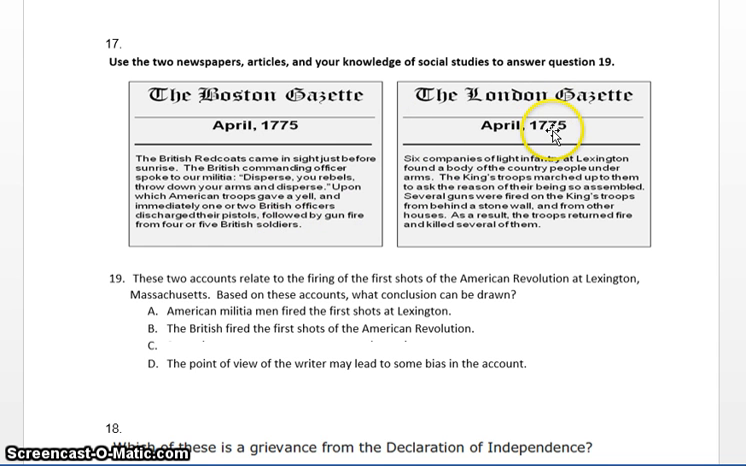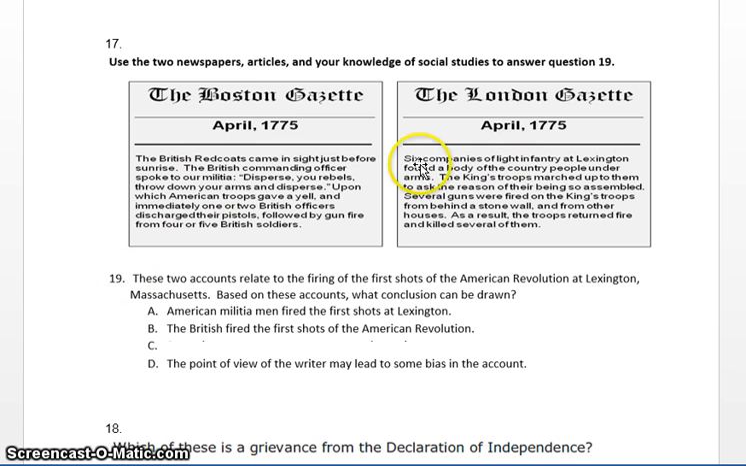The London Gazette, 1775. 6 companies of light infantry in Lexington found a body of the country people under arms. The king's troops marched upon them to ask them the reason for being so assembled. Several guns were fired on the king's troops from behind a stone wall and from other houses. As a result, the troops returned fire and killed several of them.